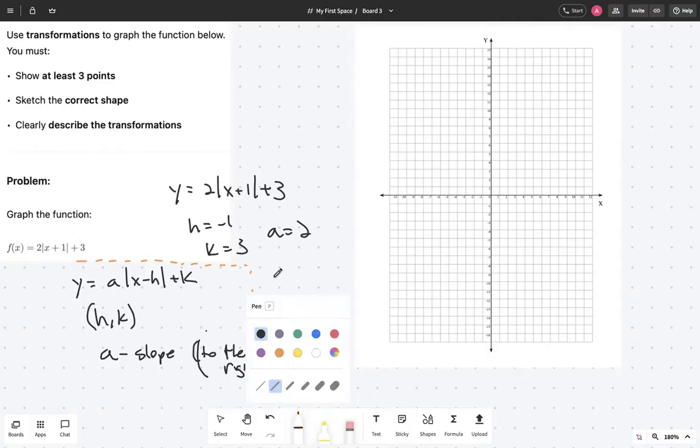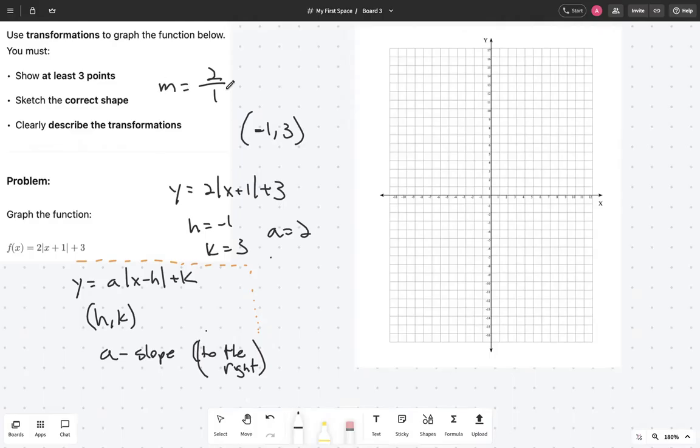Good. So using that, we have our starting point (h, k) being (-1, 3), and our slope to the right going to be 2/1. So that's it. I'm going to go find -1, 1, 2, 3. That's our vertex point. And when I go to the right, I'm going to use rise over run. I have a +2 over a +1. So all I'm going to do is go up 2, rise 2, over 1. Up 2, rise 2, and then over 1.